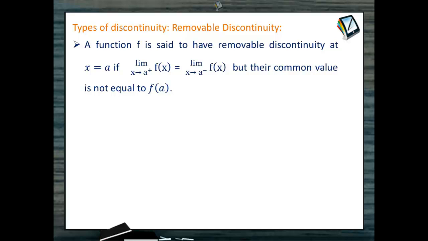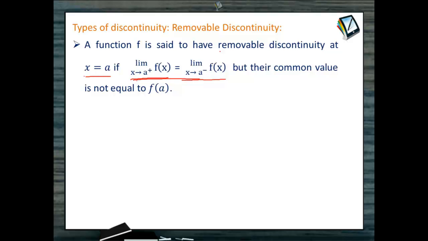Now a function f is said to have a removable discontinuity at a point x equal to a. Now carefully observe this condition. If the limit as x approaches a from the right of f of x is equal to the limit as x approaches a from the left of f of x, that means your left hand limit is equal to the right hand limit, but their common value is not equal to f of a. This is a case which we are discussing at the time of looking at different options of discontinuities.